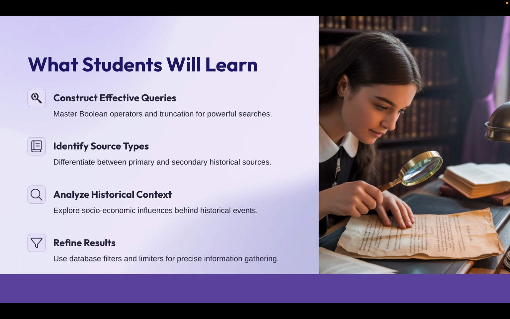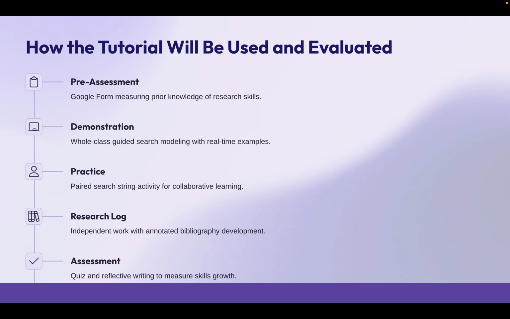And finally, they'll practice refining searches using Gale's limiters for content level, document type, and date range. This teaches them how to control the information they retrieve instead of being overwhelmed by irrelevant sources. These objectives work together to promote information literacy, critical thinking, and historical interpretation, all of which are foundational skills for student researchers.